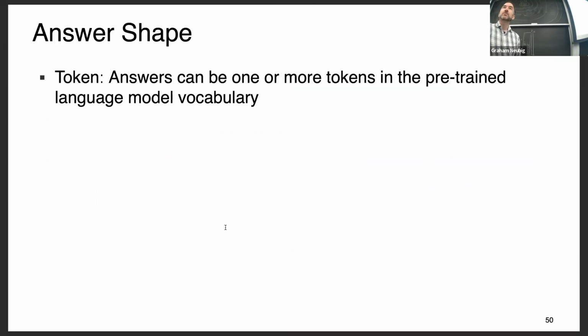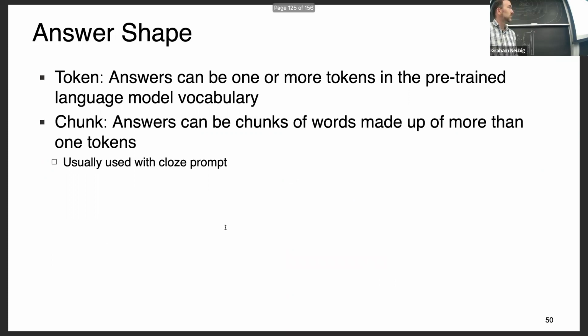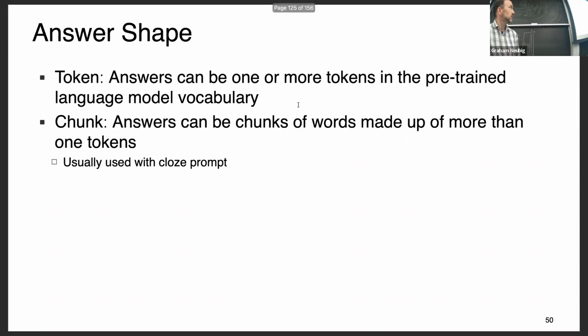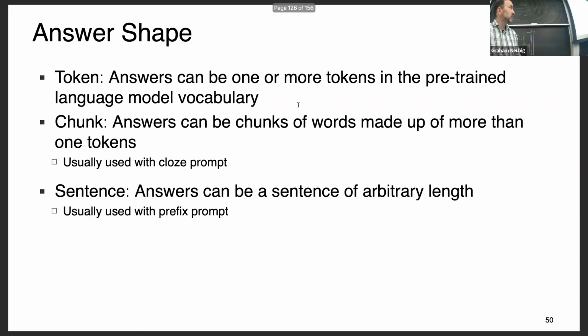In some cases, you'll want your answer to be a token. This is particularly useful for classification tasks or other things like this, where we can easily define the answers as tokens. It can also be a chunk, a chunk of words made up of more than one token. And it can also be a sentence or just a continuation, which can be used with a sentence of arbitrary length. I'd say chunks can usually be used with cloze prompts. I guess this could be used with either, but usually with cloze prompts. And sentences are usually used with prefix prompts, where we just generate the continuation.